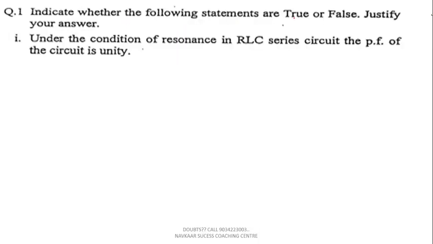In the first question, as you know, you have to answer in true and false and you have to justify your answer also. So what they have given: under the condition of resonance. Let's write down all the conditions of resonance. Resonant condition is XL is equal to XC. If XL is equal to XC, then Z value must be equal to R.